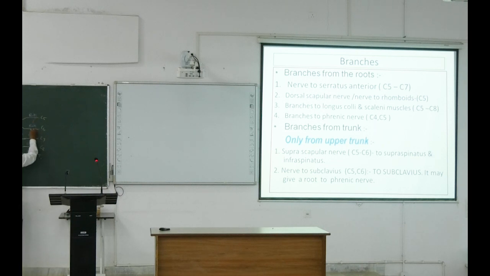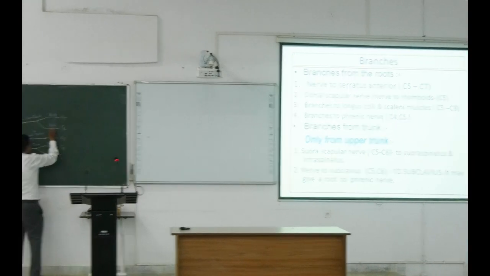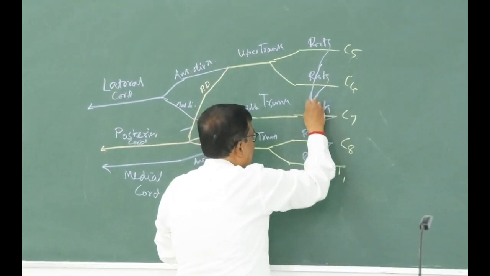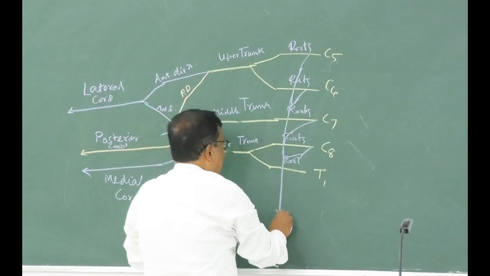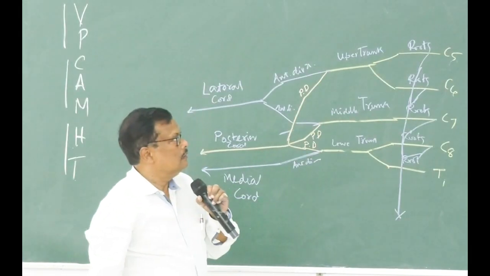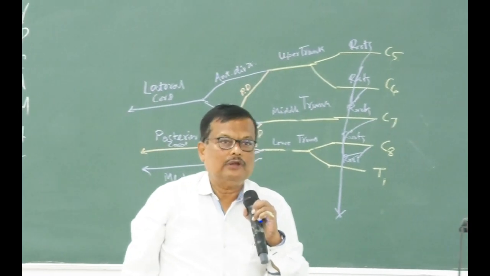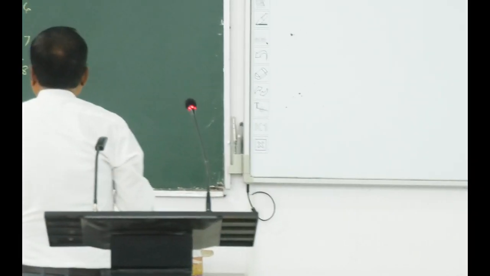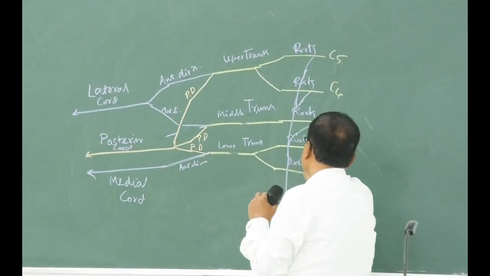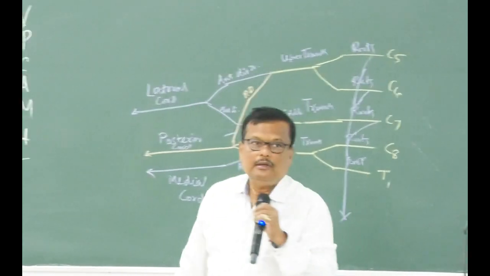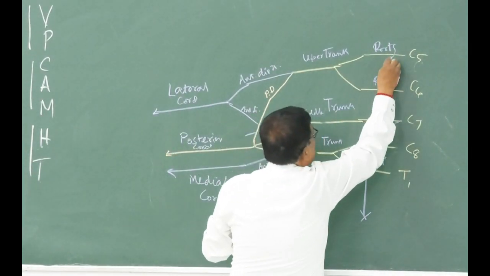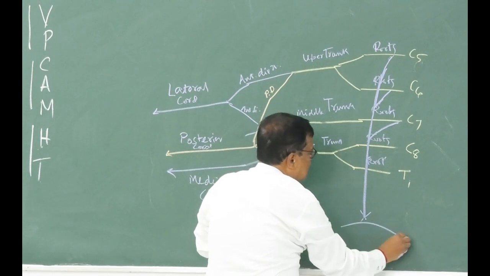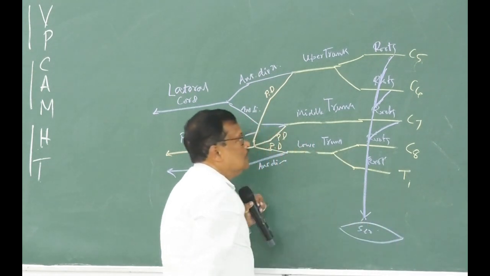This serratus anterior is supplied by a nerve which is called the nerve to serratus anterior. This nerve takes origin from the C5 root, C6 root, C7 root and occasionally C8 root. অনেক সময় C8 root absent থাকে। C5, C6, 7. So from the roots this nerve is formed. C5, C6 and C7 supply the serratus anterior muscle.